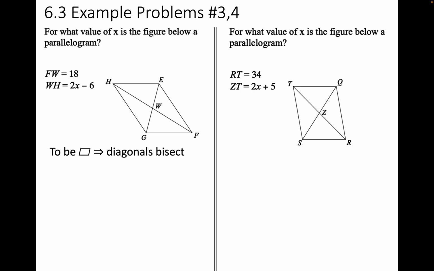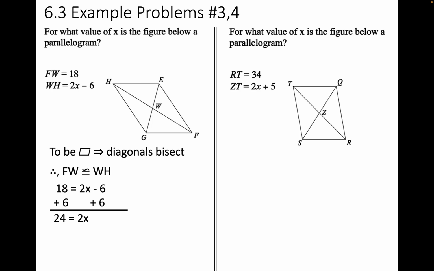Well, for it to be a parallelogram, the diagonals must bisect. So that means that FW must be congruent to WH, because W must be the midpoint, because EG bisects FH. So if that's the case, then 18 equals 2x minus 6.